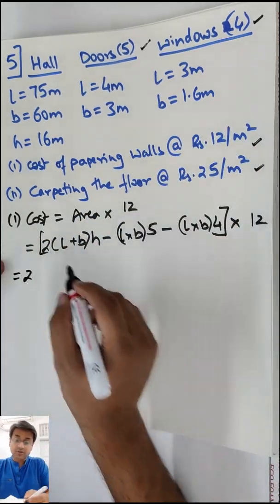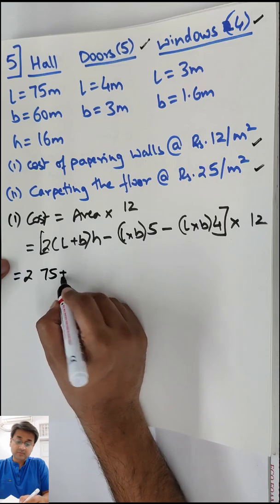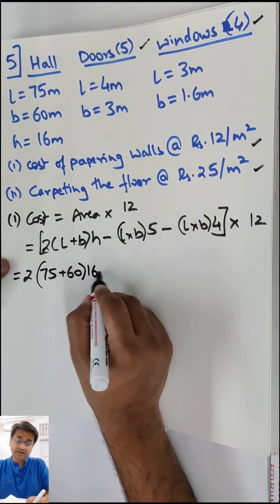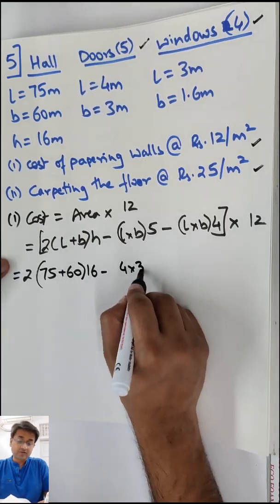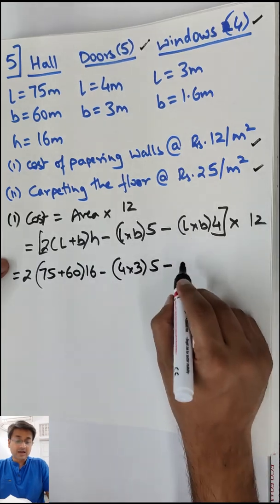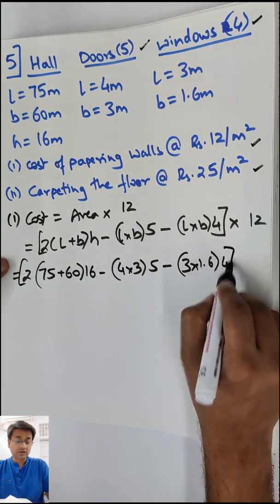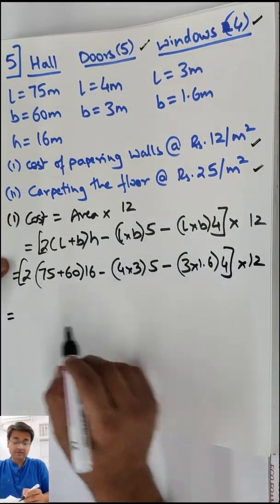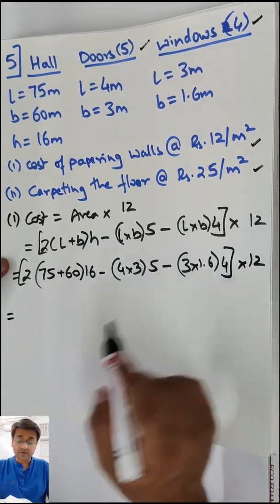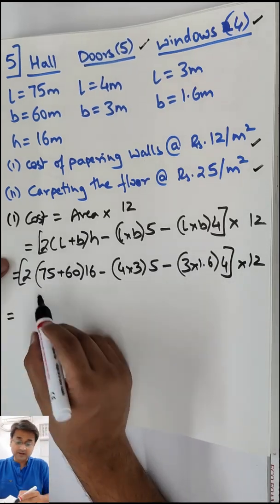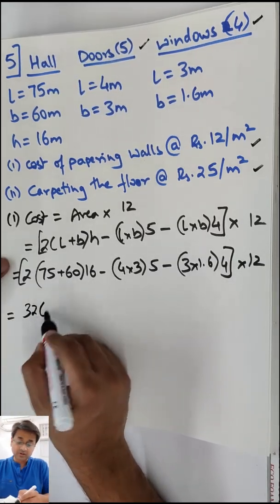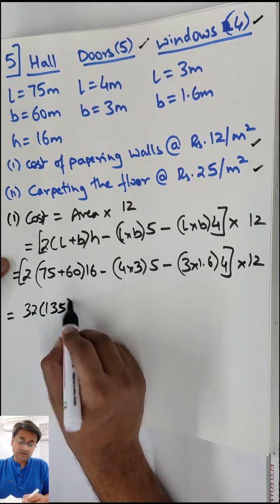So let's see. Twice length is 75 plus 60 into height is 1.6. Here this is going to be 4 into 3 by 5, and this is going to be 3 into 1.6 by 4. The whole thing multiplied by 12. And here also you'll have to be very careful while calculating it. So 16 into 2, 32, and this is going to be 135.